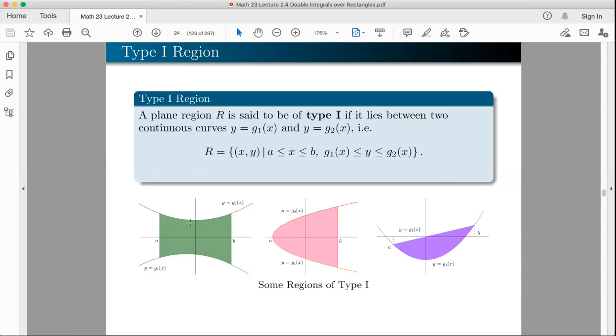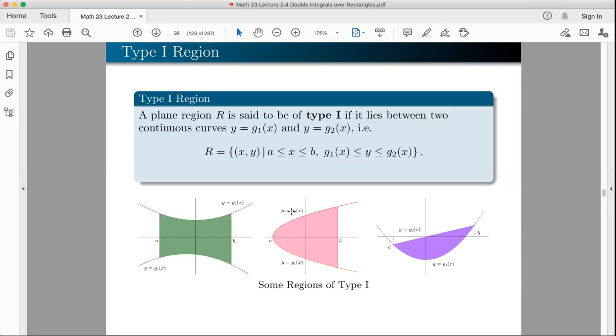So the one on the left is very clear. We have two functions. The upper function here is g sub 2 of x and the lower function is g sub 1 of x, enclosed by x equals a and x equals b. So this region here is your R.